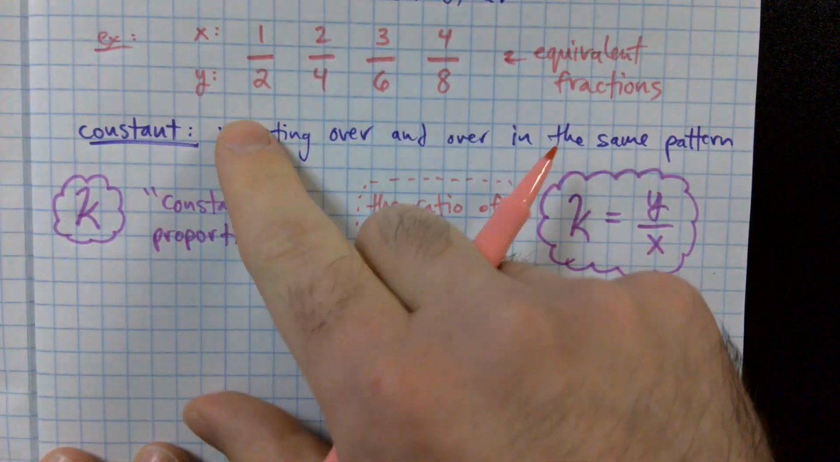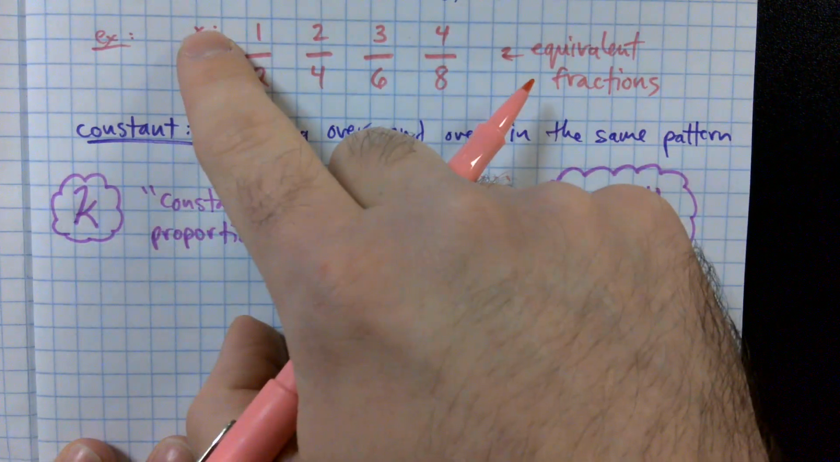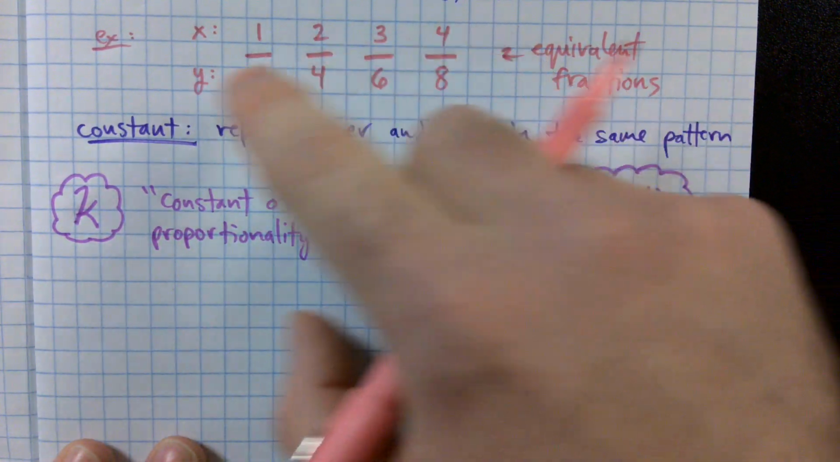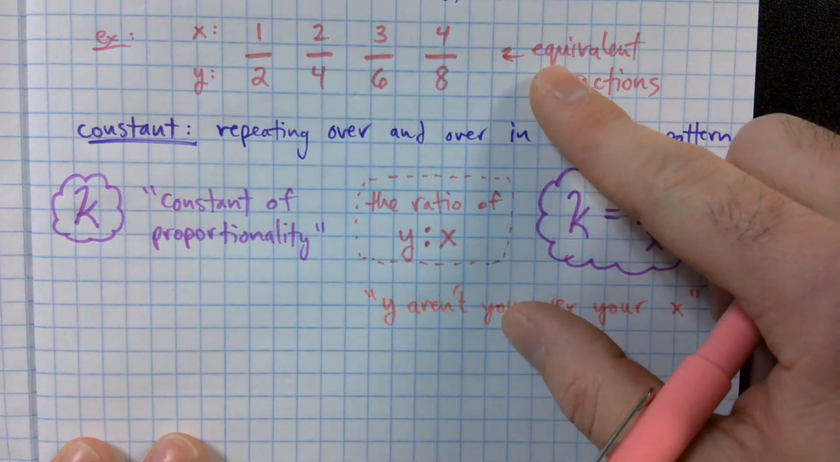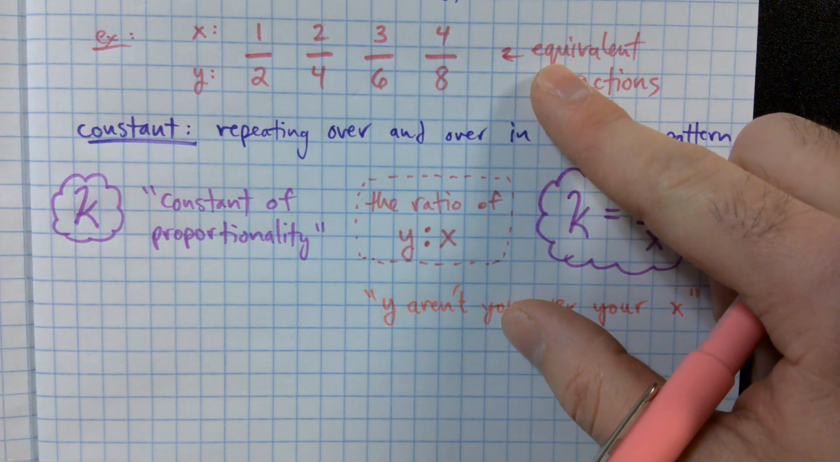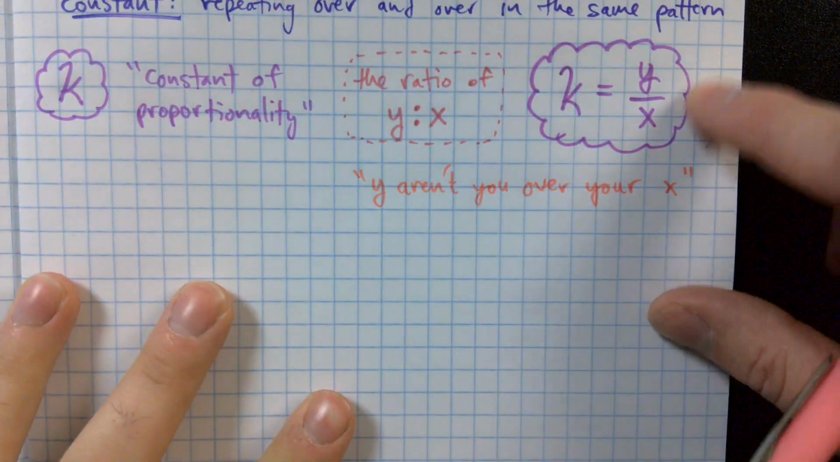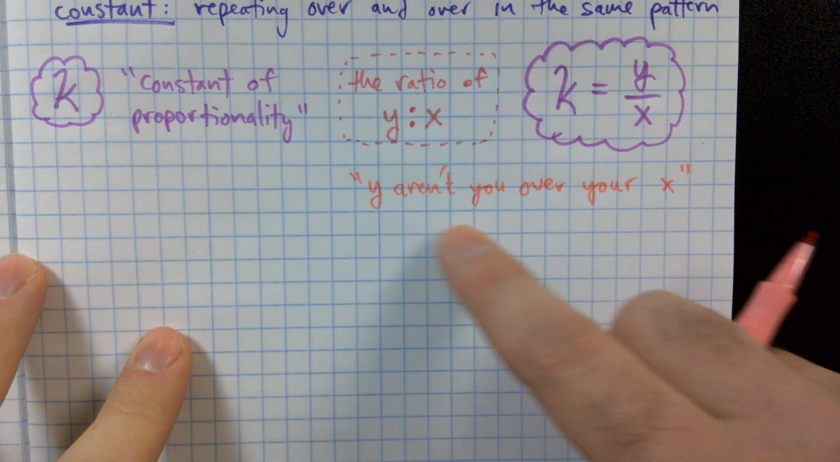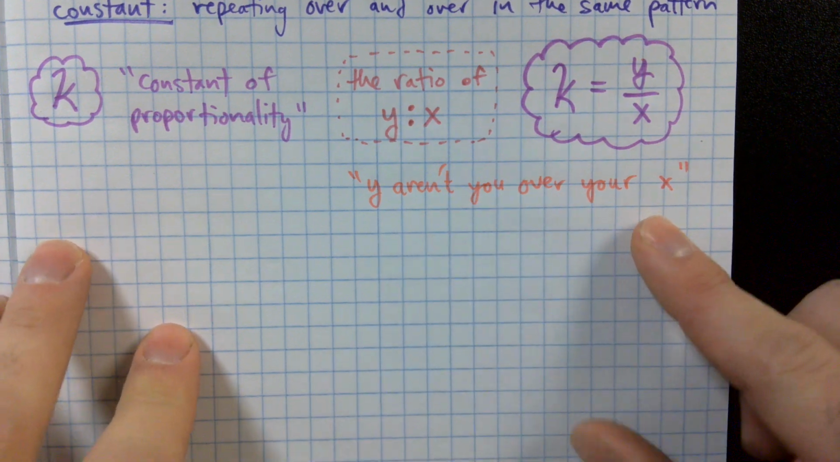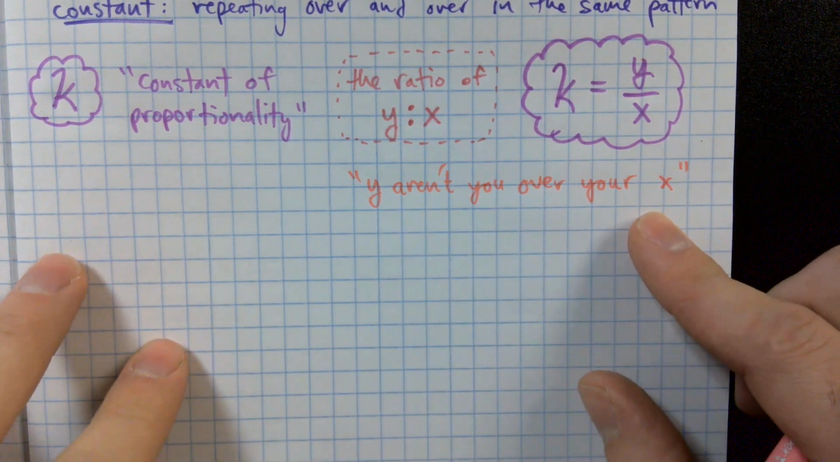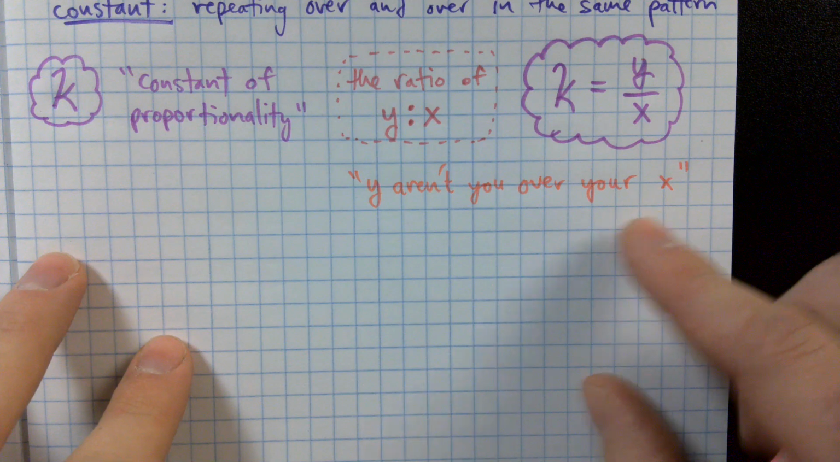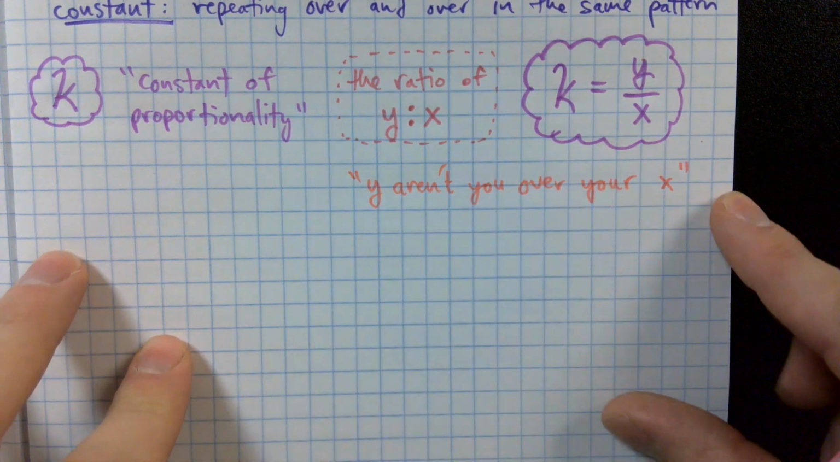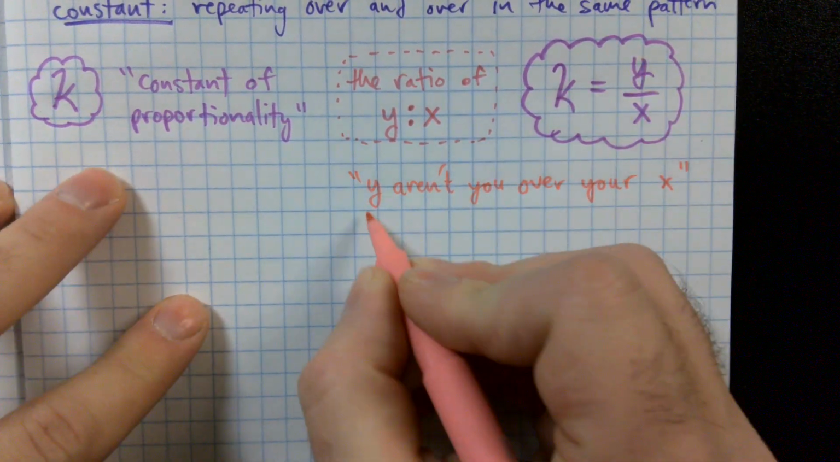Because when you see the numbers, and we'll get to an example in a second, your X's are going to be on top and your Y's are going to be on the bottom. So in our heads, we have to consciously decide, I need to flip this around and put my Y's over my X. So just remember the phrase, why aren't you over your X? It wouldn't make sense to say, X, aren't you over your Y? Why aren't you over your X is how we're going to remember this equation.